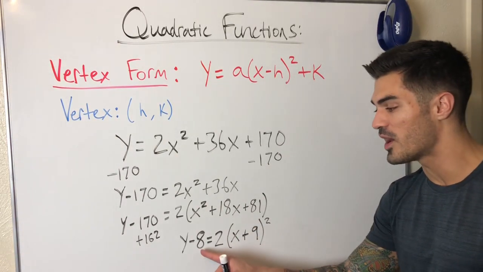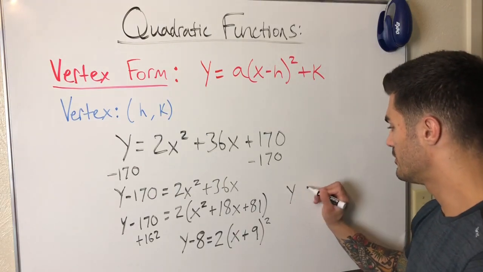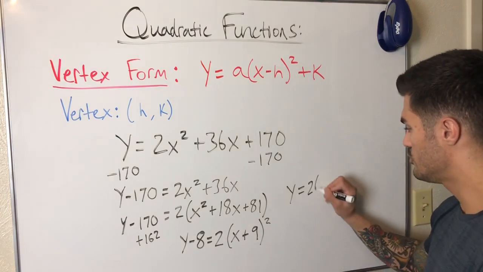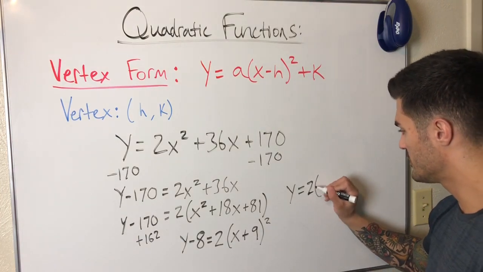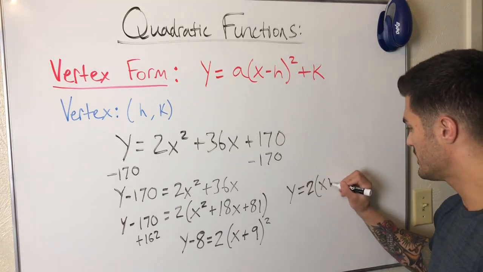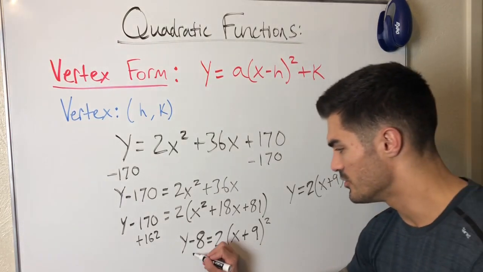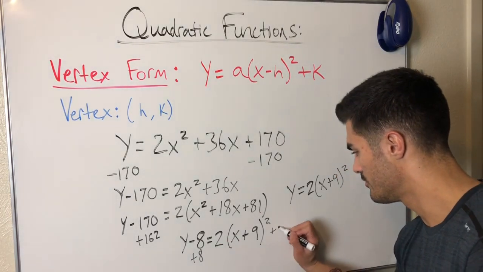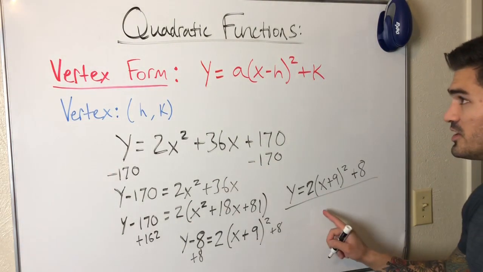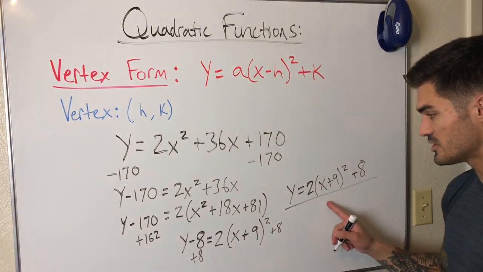So now I just need to solve for y, add 8 to both sides, right? So my final equation that is in vertex form, let's see, I have y equals 2, make sure that's a 2, sorry about that, 2 times (x plus 9) squared. Let's see, I added 8 to both sides, right? So this is plus 8. Okay, so that's my final quadratic equation in vertex form.